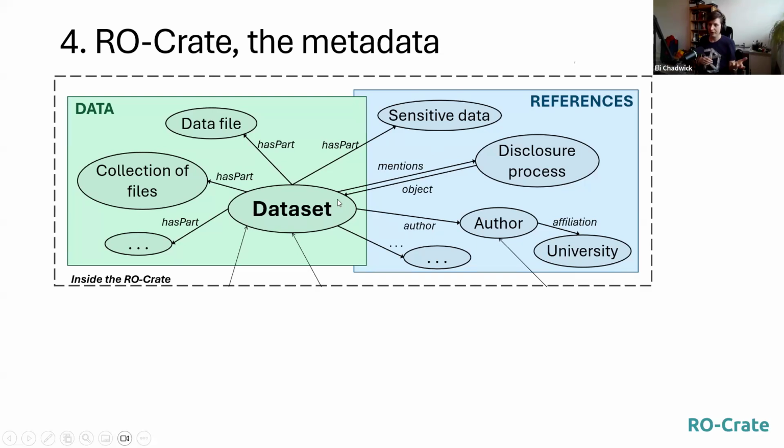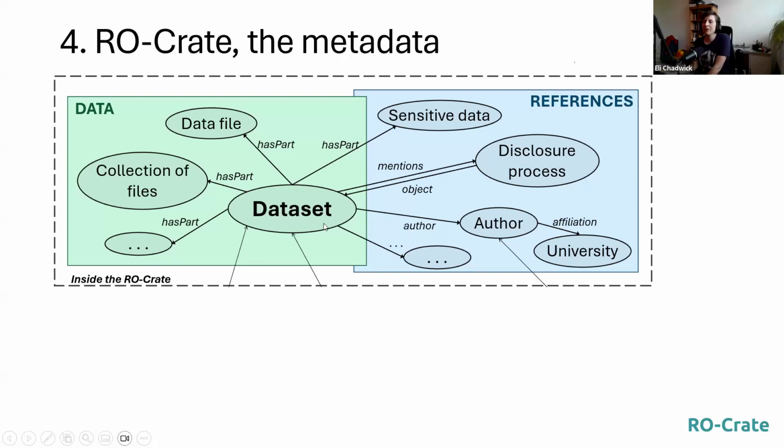You can also reference things like processes. So we might want to describe a disclosure process that's happened. Your data set will mention that process, and your description of that process will say what that process was targeting, or the object of that process, which might be the whole data set, or it might be some specific files. This is just the simplest example of what that might look like.